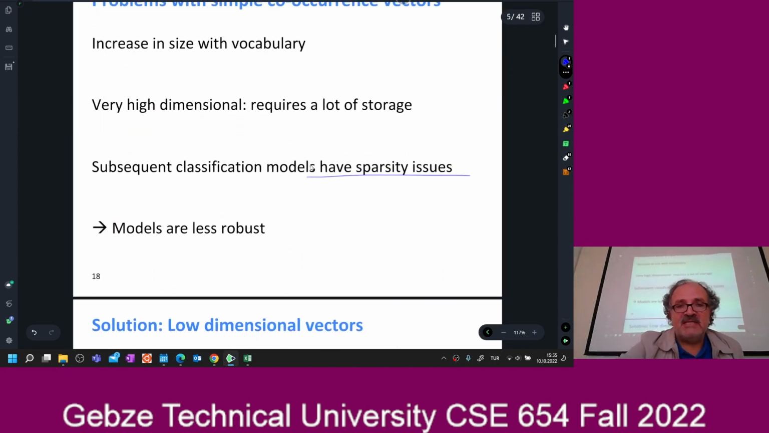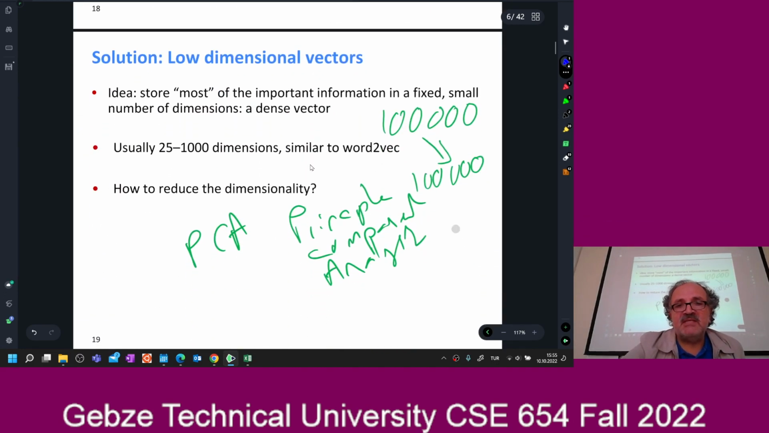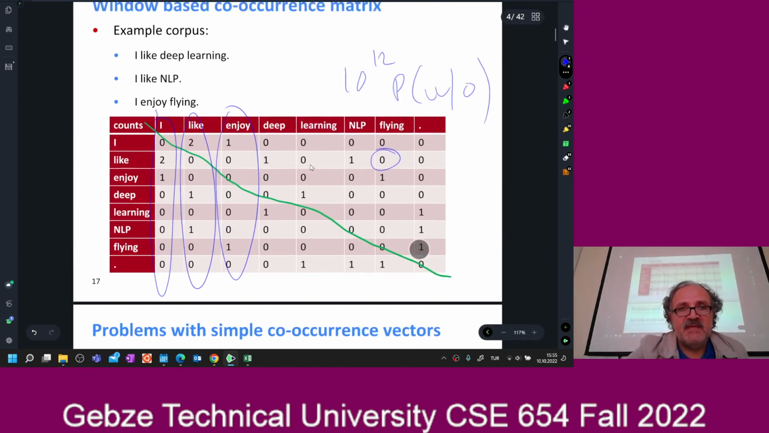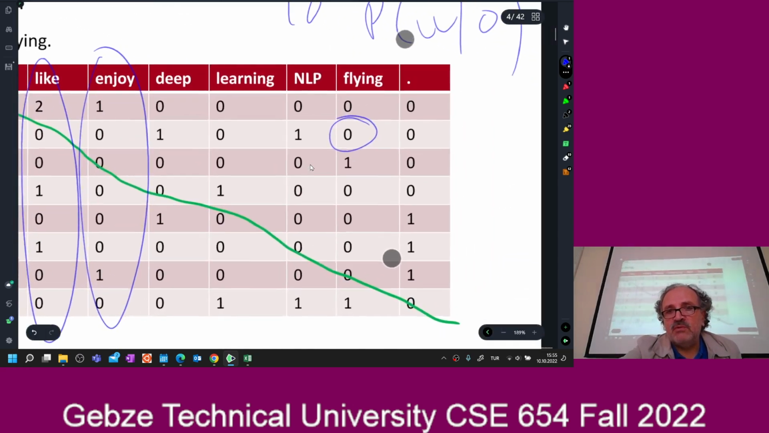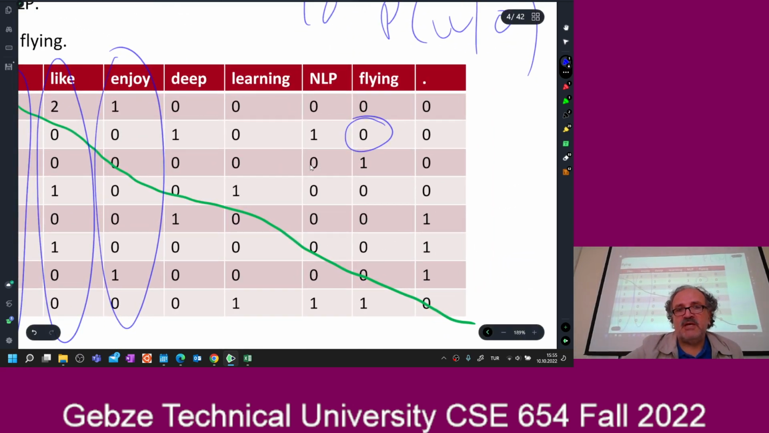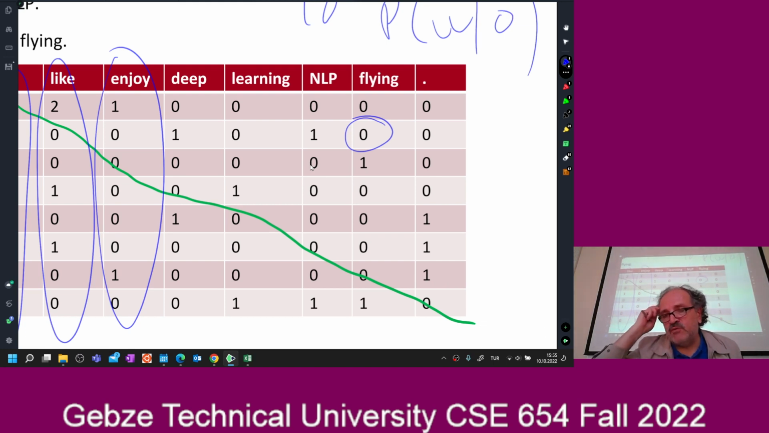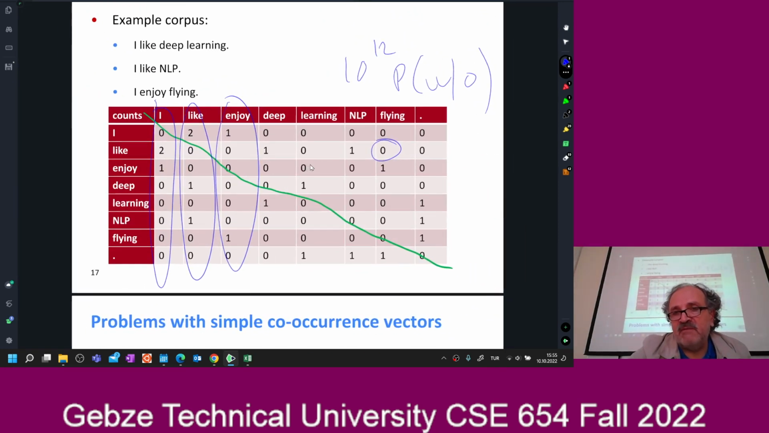Even with this approach, we are going to see some very nice results. As you see, each one has 8 dimensions: 1, 2, 3, 4, 5, 6, 7, 8. Dot is a word, and that's a very important word because it shows you the end of the sentence, and the end of the sentence has lots of meaning. So each word has an 8-dimensional vector.